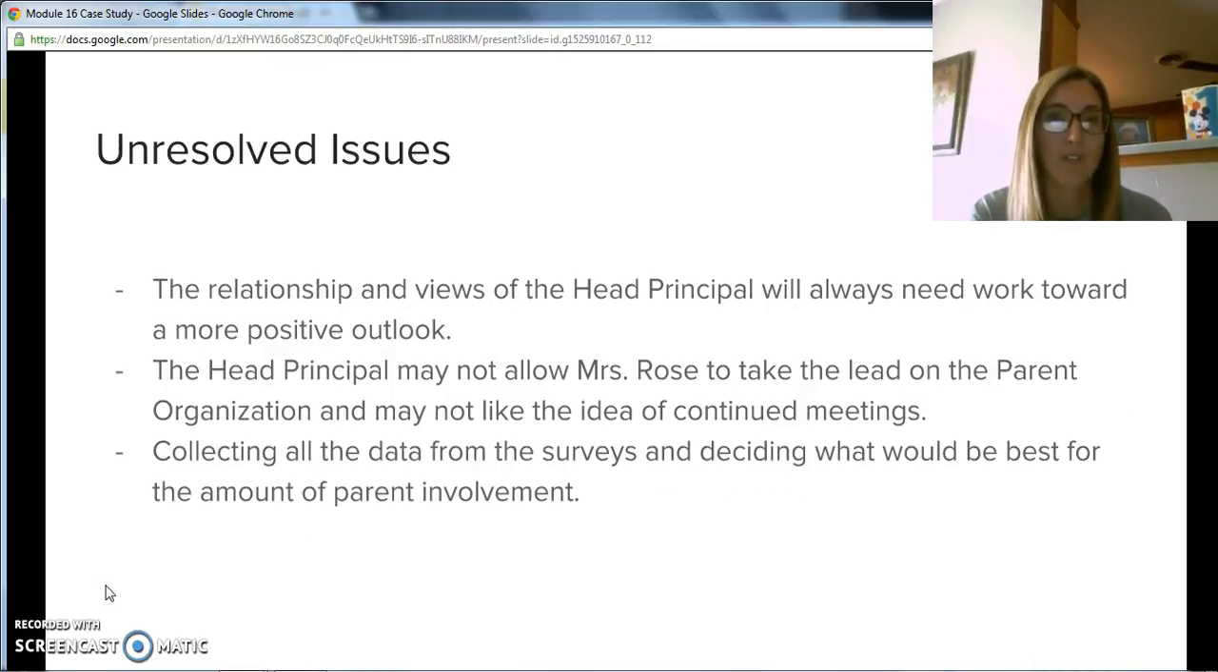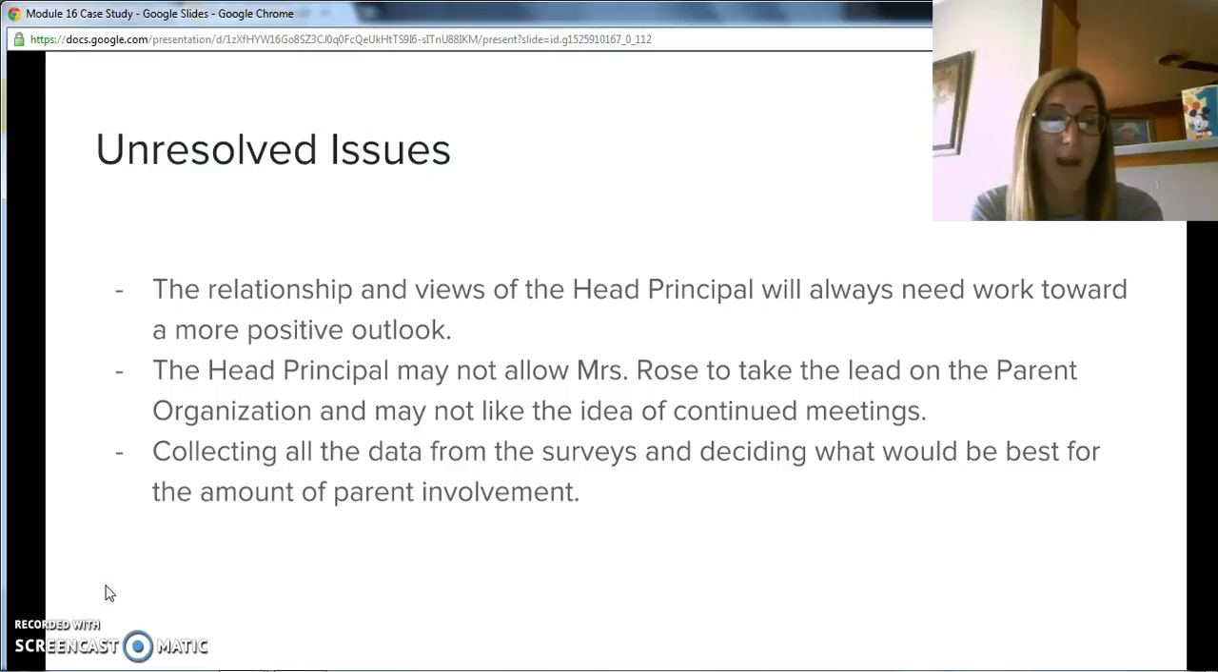Some unresolved issues that I see that are kind of left open-ended with this scenario and situation is the relationship and the views of the head principal with the community and with the assistant principal, because it would just be an ongoing relationship, or an ongoing progress being made to a better relationship with everyone, and just kind of being able to get rid of those past experiences for the head principal, and giving him a new outlook on parent organization.